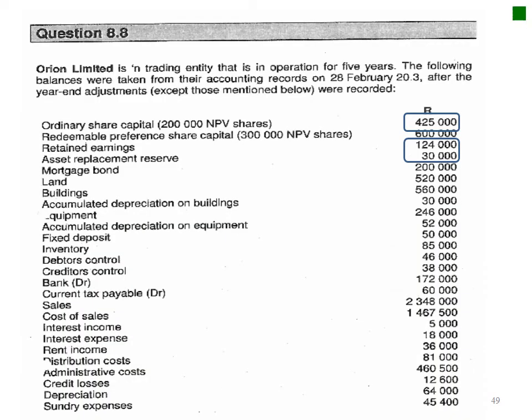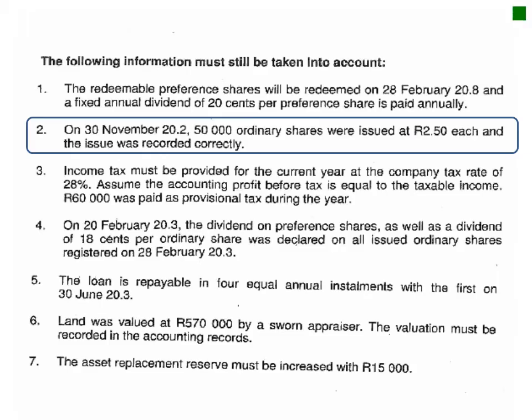We see here there's 425,000. That is the ordinary share capital balance, and this balance we know is at the 28th of February. And we also know this retained earnings was the opening balance, and we know that this 30,000 is the balance before we transferred the asset replacement reserve. And we also know that 50,000 shares were issued at R2.50 each during the year on the 30th of November.